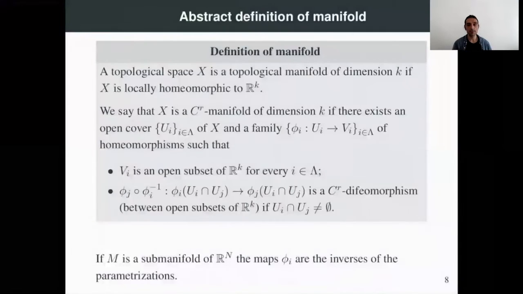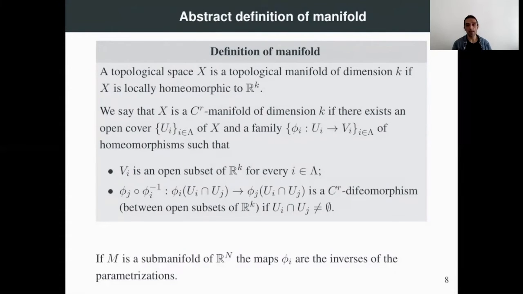Okay, here we have a definition. A manifold is always going to be a topological space X, and it's going to be even a topological manifold of dimension k. What is that? It's just a topological space that is locally homeomorphic to R to the power k. In other words, for every point there exists a neighborhood of the point that is homeomorphic to an open subset of R to the power k. In these conditions, now we already have a topological manifold.